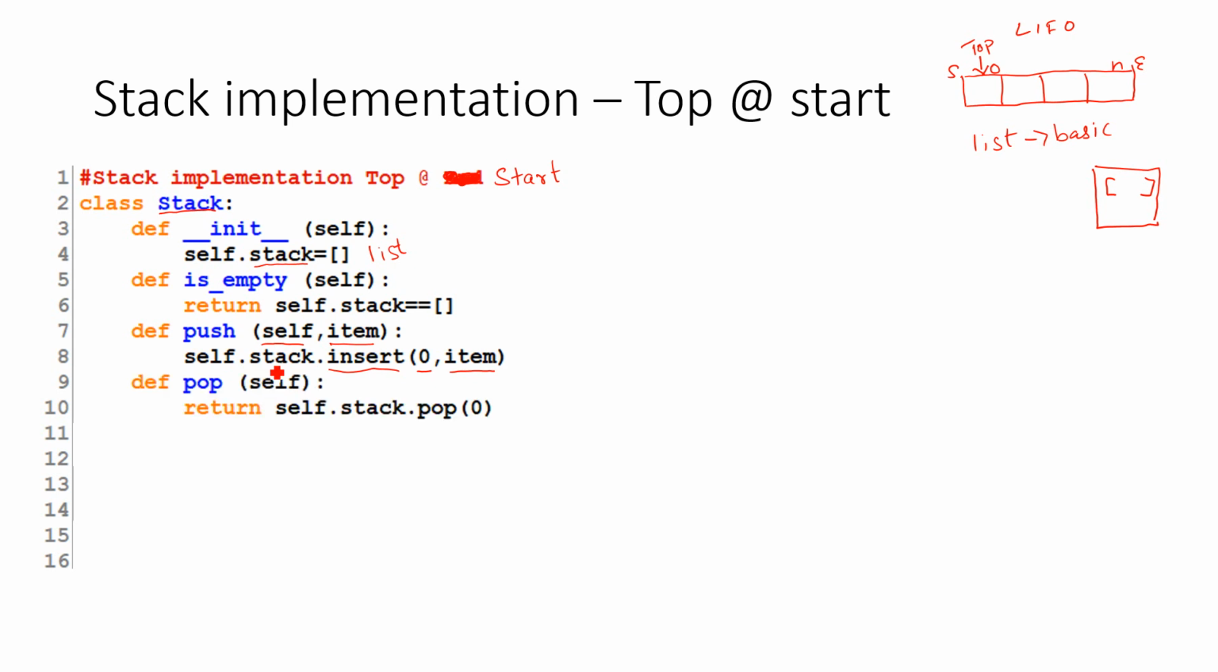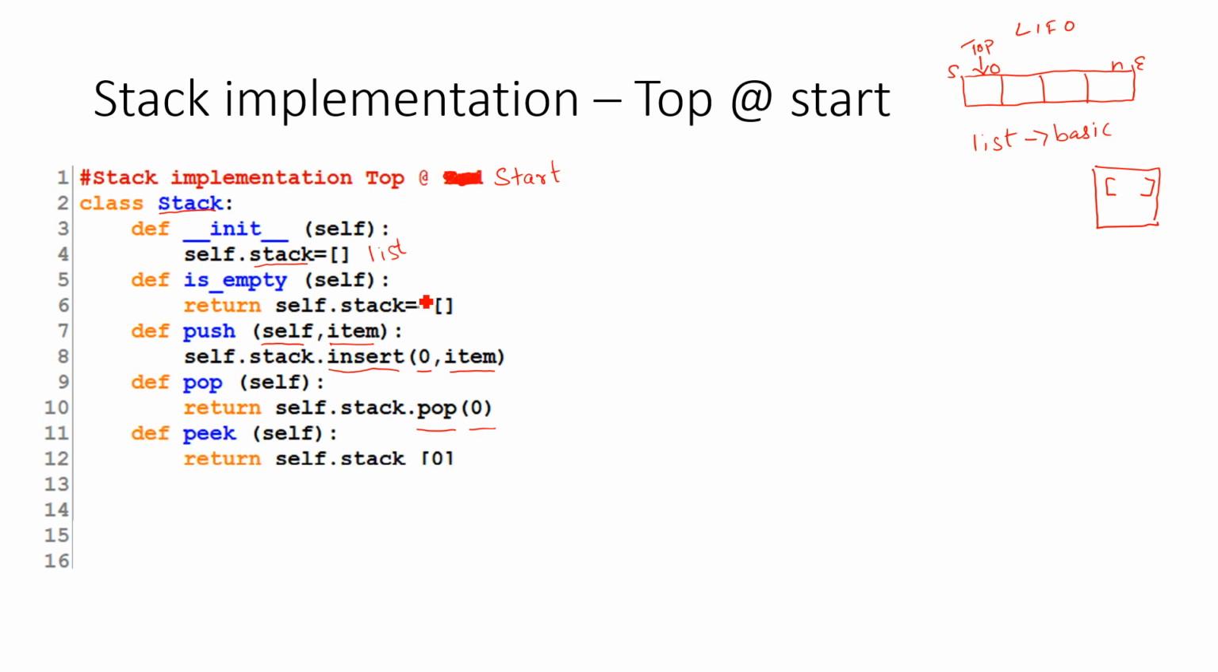Yes. Next, we have a pop function. What the pop function will do is remove the value from the top position. The top position here is 0. So again by using the function of a list called pop and specifying from where we want to pop, that is the top value, that is 0, the value will be popped and returned to the calling program. Okay. Next one is peek.